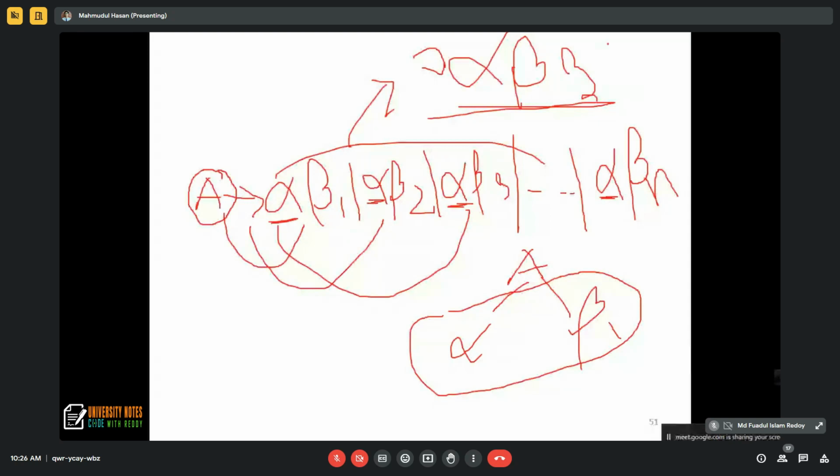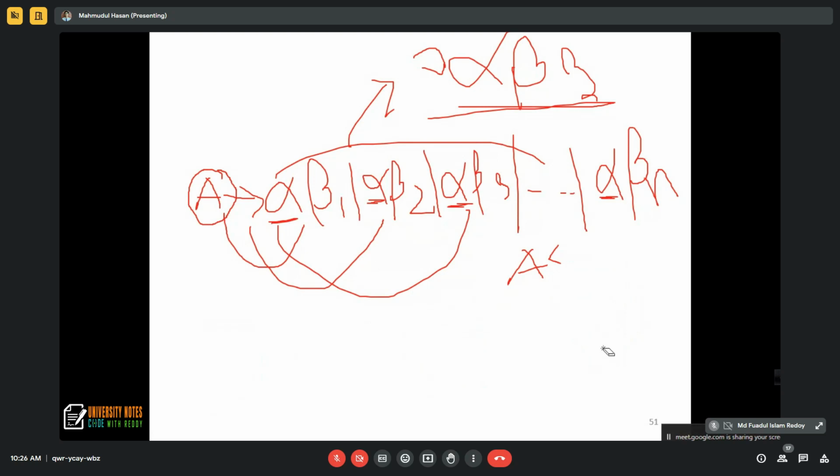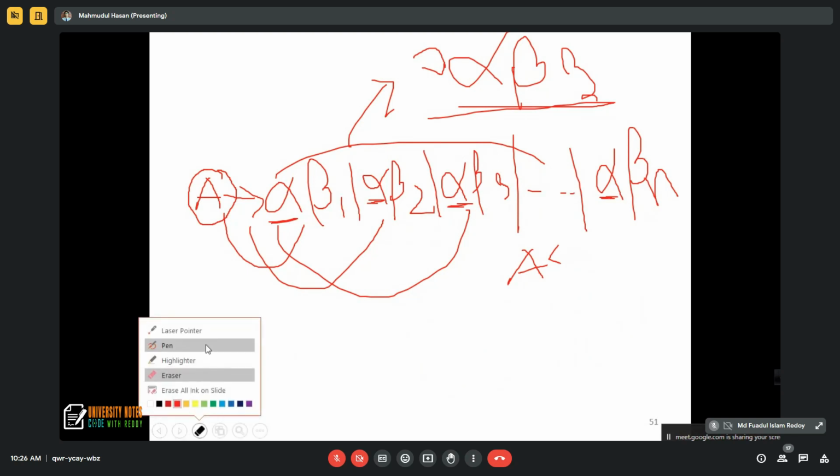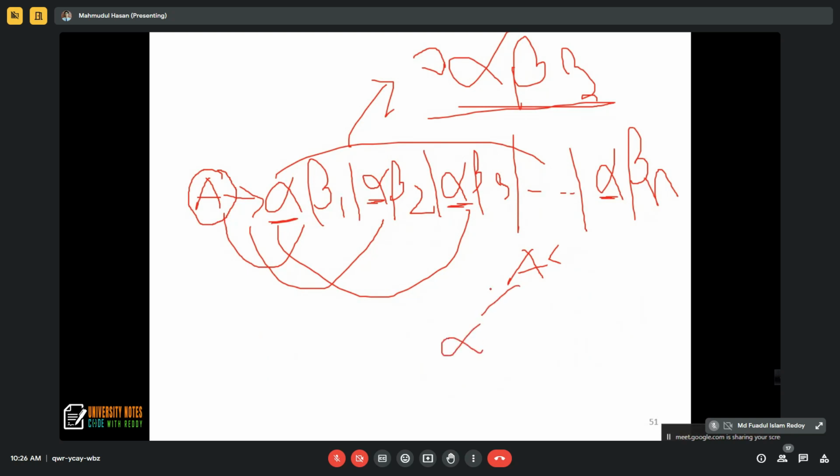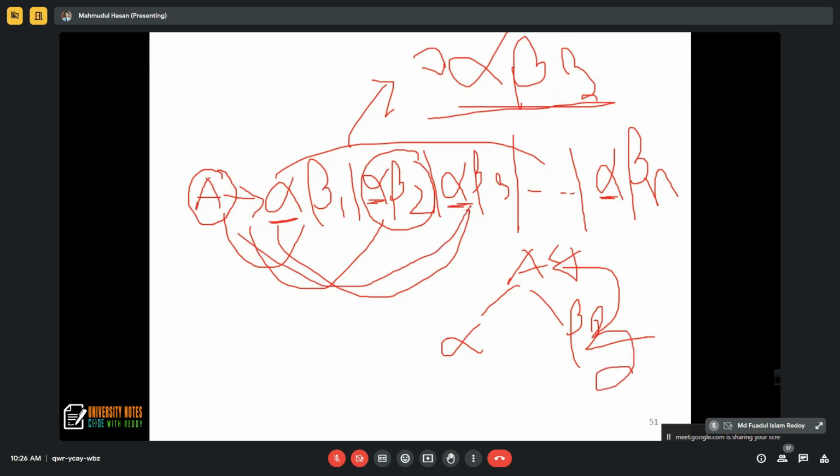So at first alpha beta 1, but this is not our expected input. Our expected input is alpha beta 3, so it needs to backtrack. So we discussed all those things. So again alpha beta 2, but this is also not our input. So again you need to backtrack, then alpha beta 3, then this one.